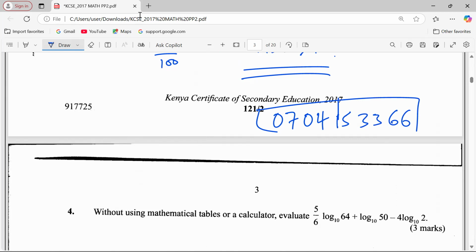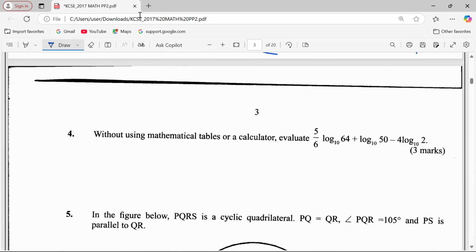Number 4, without using mathematical tables or calculator, evaluate 5/6 log of 64 to base 10 plus log of 50 to base 10 minus 4 log of 2 to base 10. We apply a few laws of logarithms for the first term and for the second term.